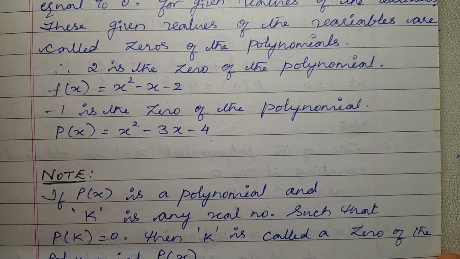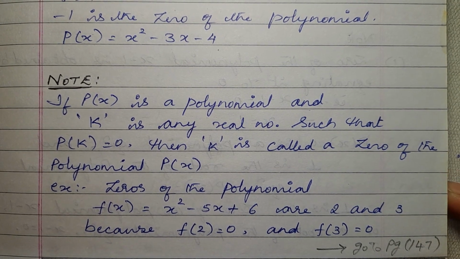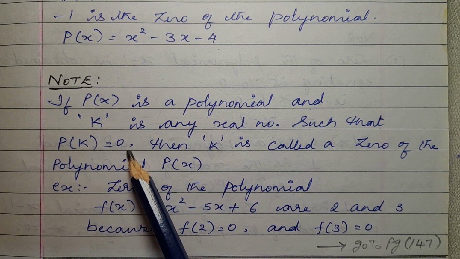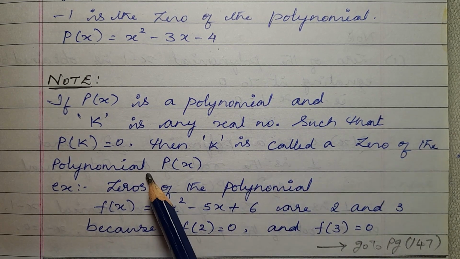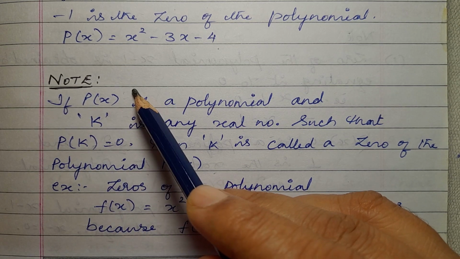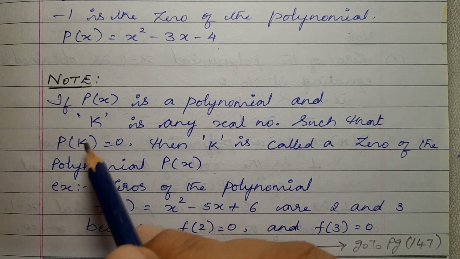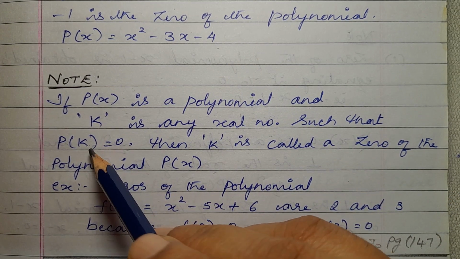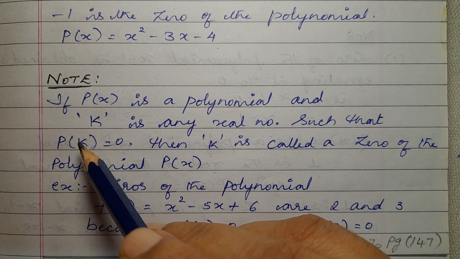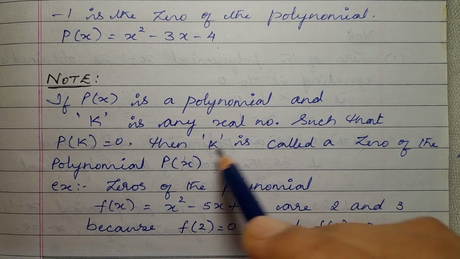Next note, if p of x is a polynomial and k is any real number such that p of k equal to 0, then k is called a zero of the polynomial p of x. That is, when p of x equals 0, then x is a zero of the polynomial p of x. Similarly, if we substitute k in place of x, k is any real number, then k is called a zero of the polynomial p of x. P of k or p of x.